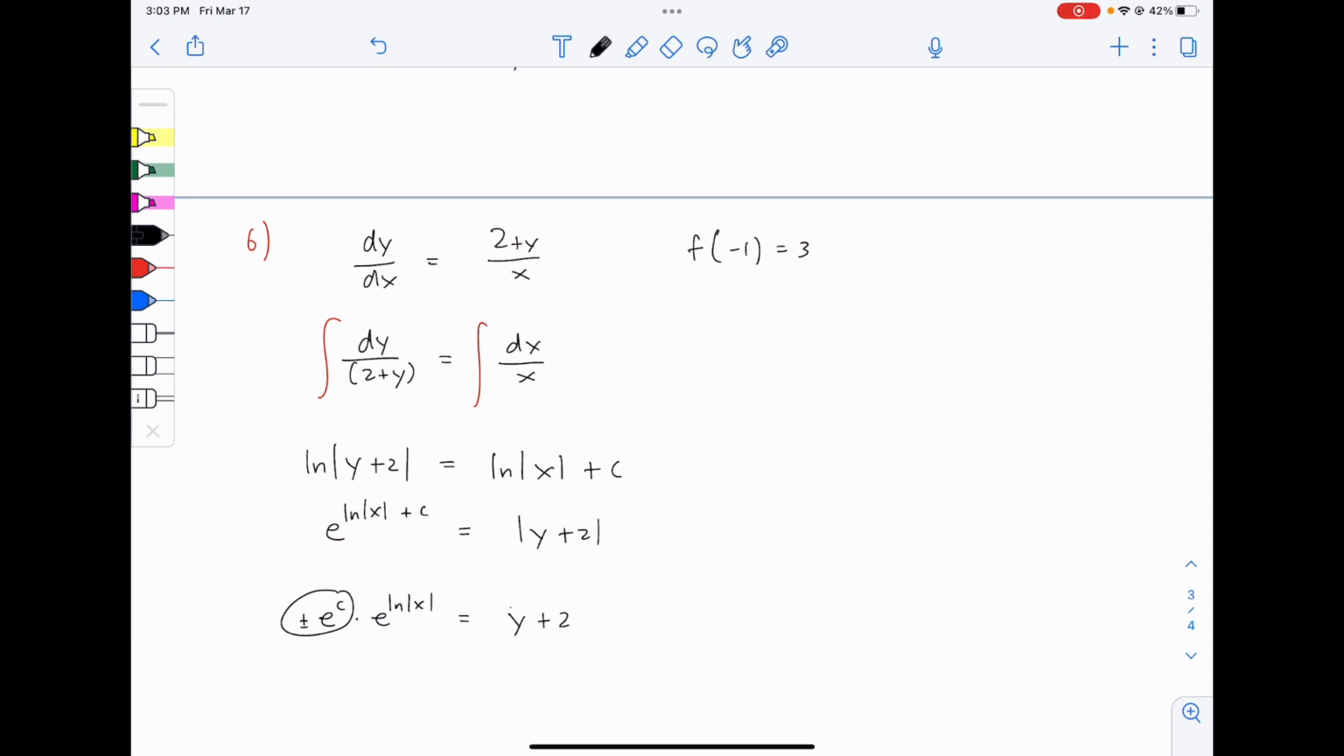Because this whole thing tells us that it could be positive or negative, we don't need to put the absolute value on the right side anymore. So I'm going to get rid of this. I'm going to call this whole thing a, which is just another constant.